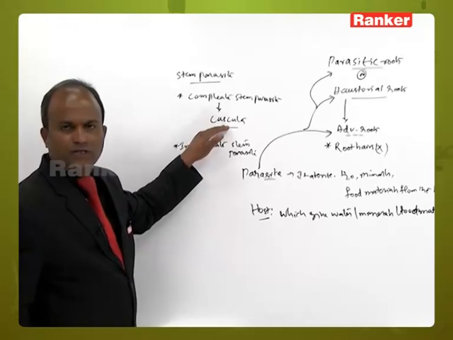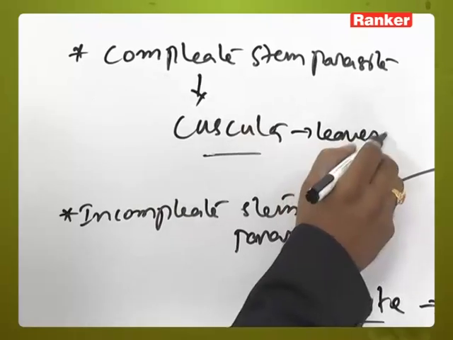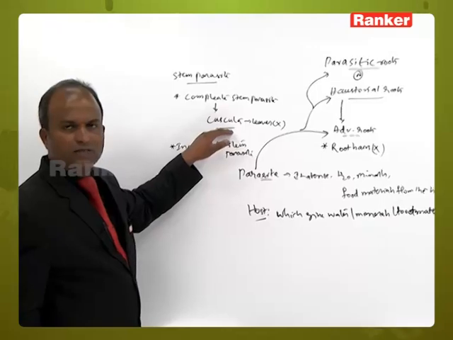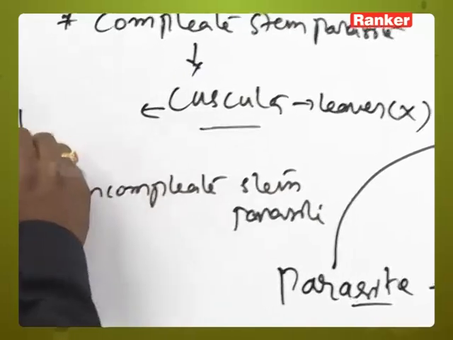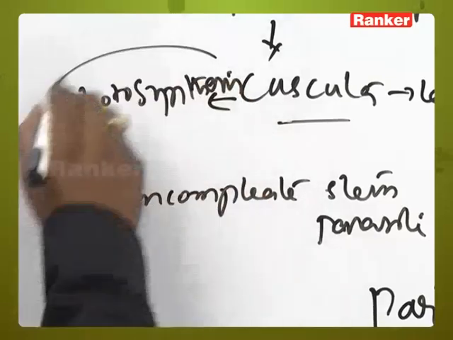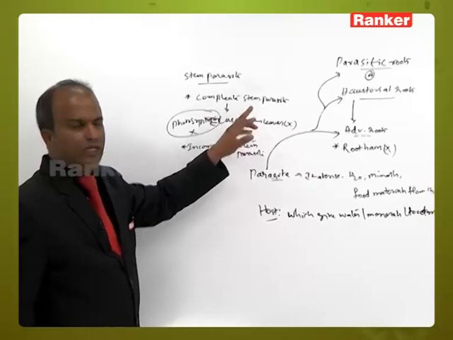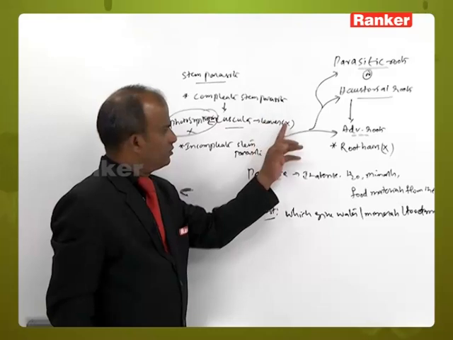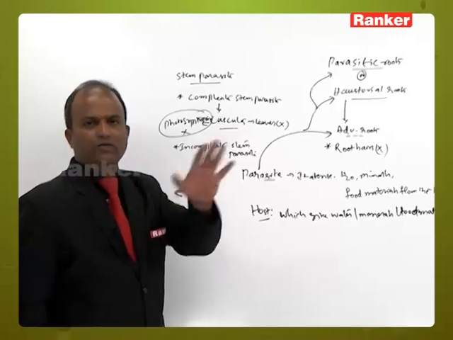Does it possess leaves? No. Cuscuta does not show leaves. And as Cuscuta does not show leaves, it cannot perform photosynthesis. Which process can it not perform? Photosynthesis. That means food materials are not prepared by Cuscuta due to the absence of leaves. So photosynthetic products are not produced.